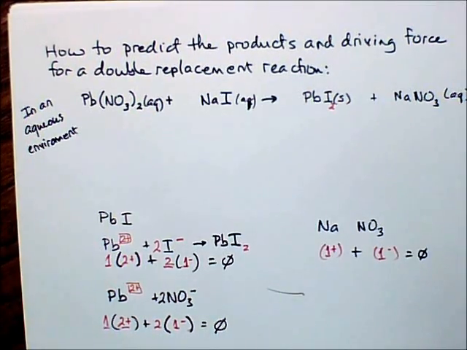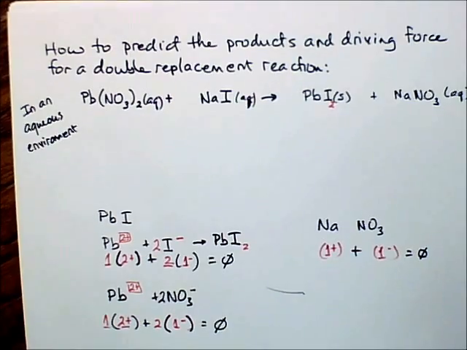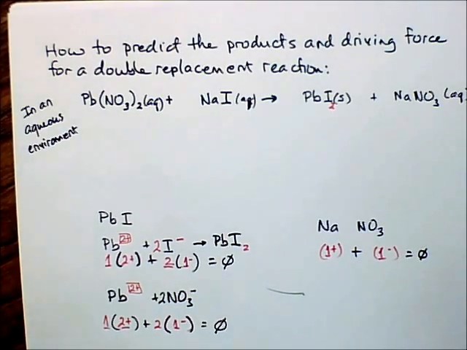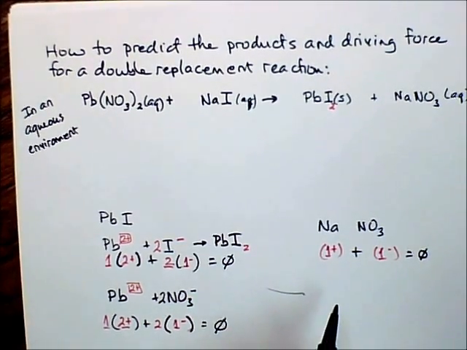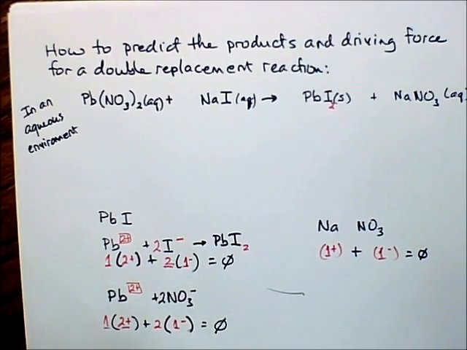Now our formulas are all balanced. And the rule is, once the formulas are balanced, leave them alone. Don't change any of the subscripts now. The only thing we can use now to balance the equation is a coefficient, or any number of coefficients if we need them.